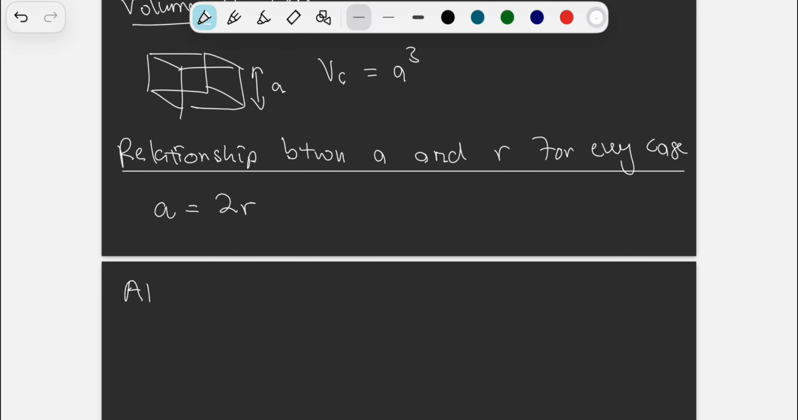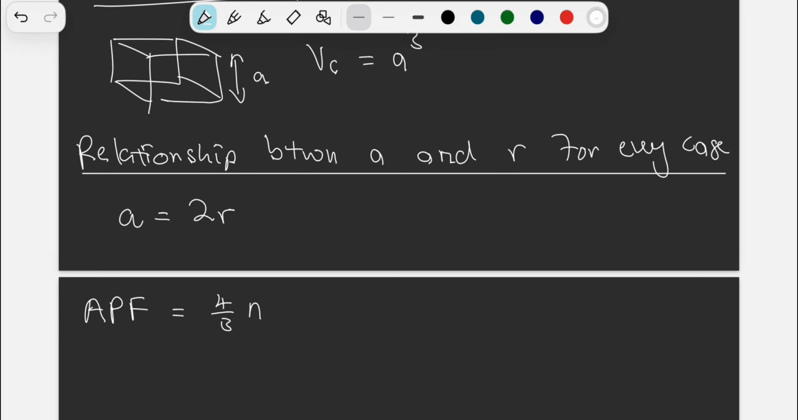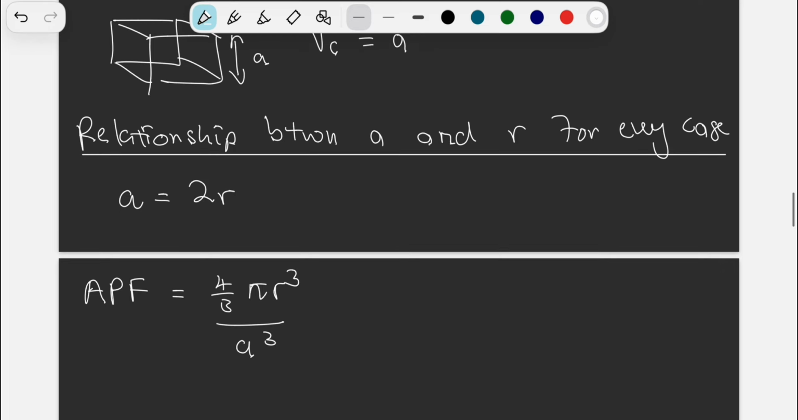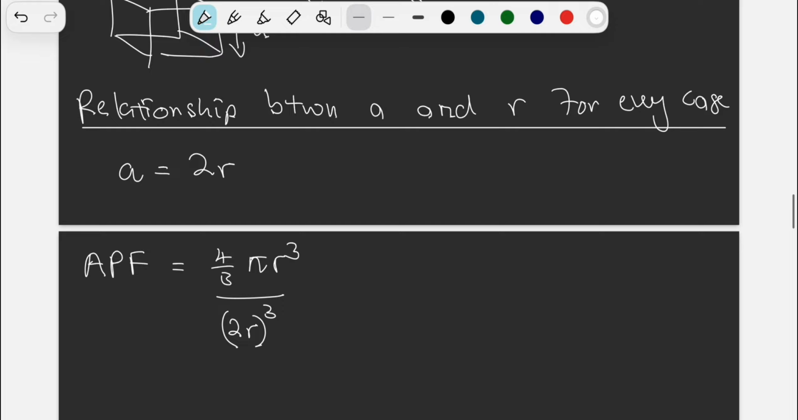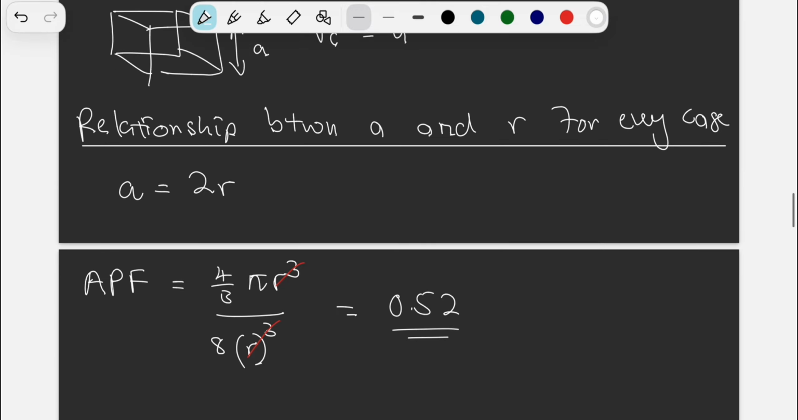So that basically means that your atomic packing factor, which is the volume of that, which is 4/3 πr³, divided by a³. In this case, because I know that a is equal to 2r, I can remove a and put 2r. 2 cubed is basically 8, so I have 8r³. You can easily see that these cancel out, and if you divide these two, you're going to end up with 0.52. So this is what we call the atomic packing factor, meaning that 52% of this entire unit cell is made up of atoms. The rest is just vacancies, empty spaces.